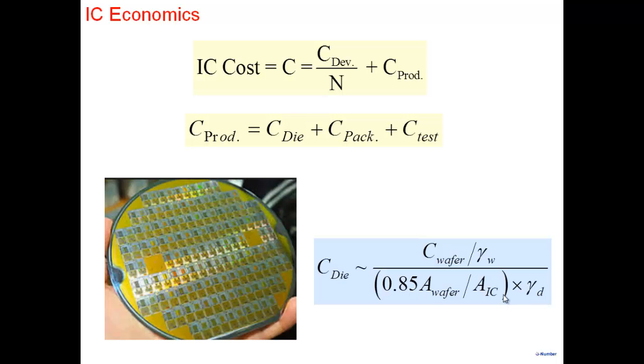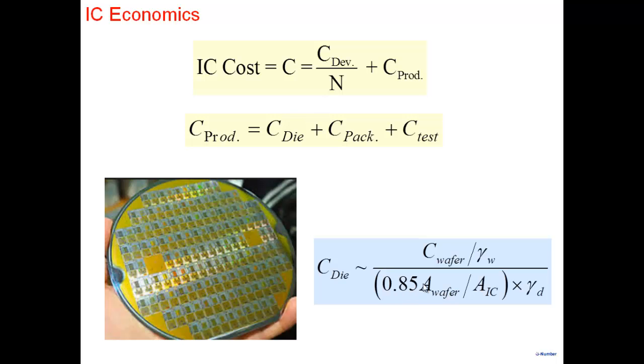So how many dies do you get? A rough idea of how many dies you will get is the area of the wafer divided by the area of the die, the area of the IC. But you can see here, not all the area of the wafer is covered with dies, especially at the edges. And besides, there are some test circuits and all of that. A rough rule of thumb could be that about 85% of the area of the wafer is available to you in the form of a die.